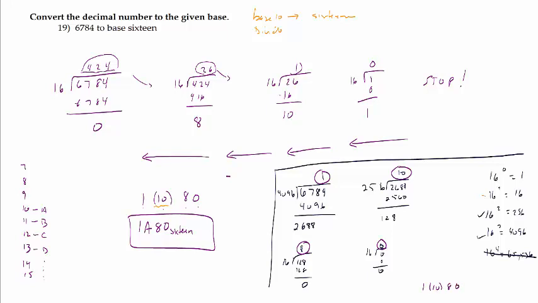And again, 10 has to be replaced with the A. So we have 1, A, 8, 0 in base 16. So use whichever method you're comfortable with. It's completely up to you. And then also don't forget, if you have a base that's greater than base 10, don't be surprised if you get letters. And so we'll use those for anything that's more than one digit. So 10, 11, 12, and so forth.